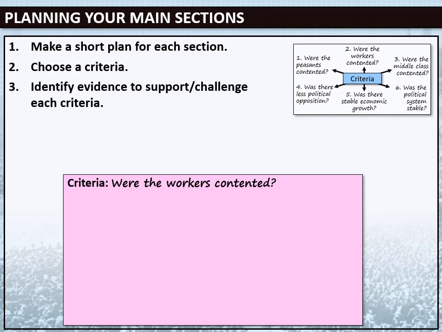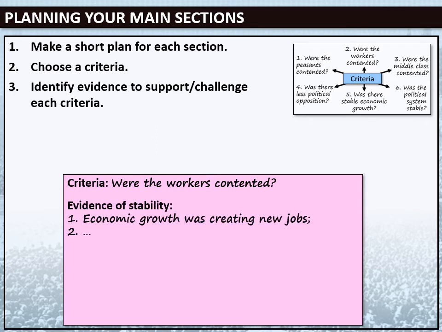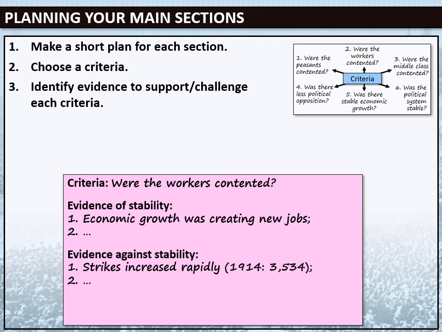Then I'm going to lay out my evidence, which will be used to support and challenge each criteria. I've started to do that now. Here's some of my evidence for stability in this area. And here's some of my evidence against stability. As you can see, I've started my list off, but I've plenty left to do.